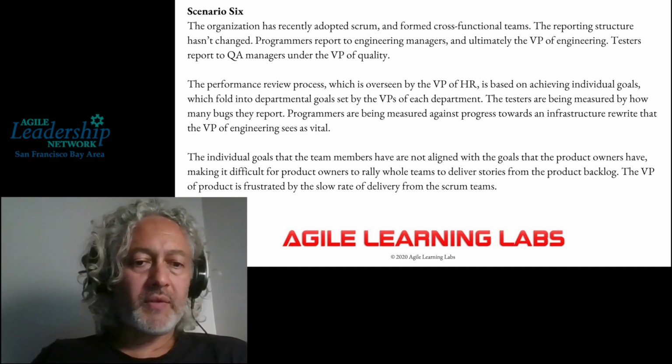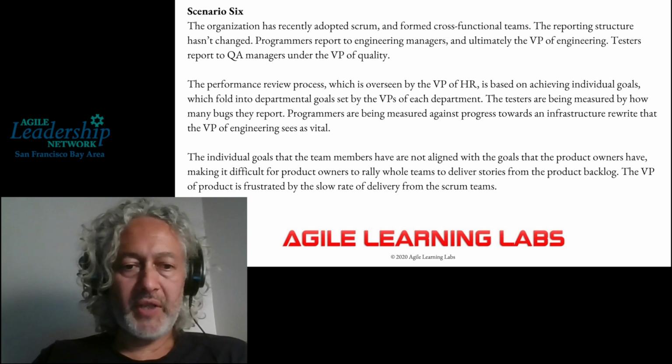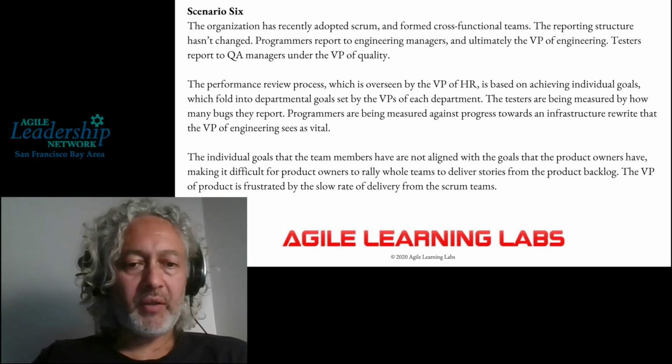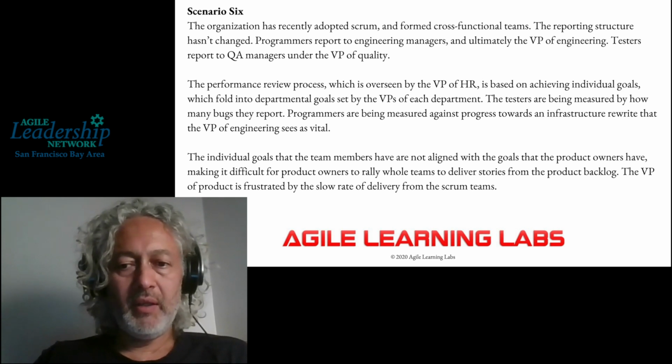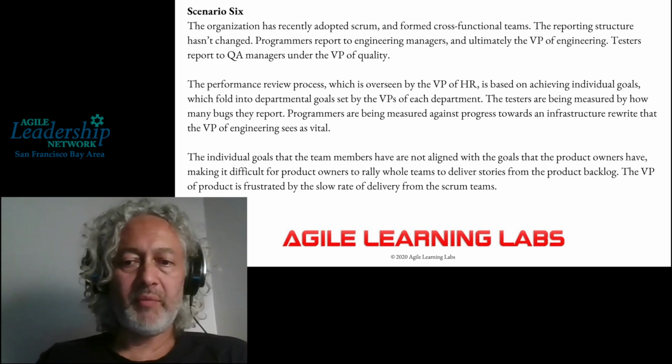The individual goals that the team members have are not aligned with the goals that the product owners have, making it difficult for product owners to rally whole teams to deliver stories from the product backlog. The VP of product is frustrated by the slow rate of delivery from the Scrum teams. So I had the pleasure of working with team 6. We agreed upon the primary complaint, which is slow delivery to the customer.